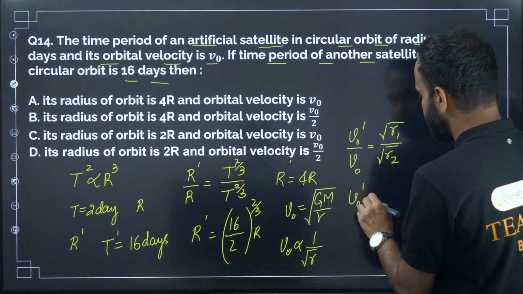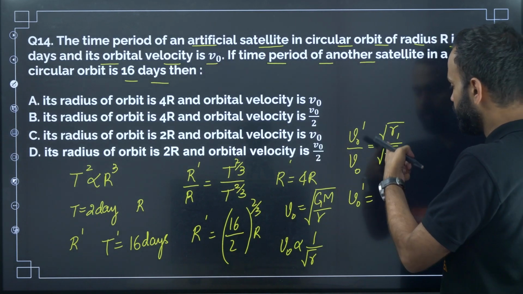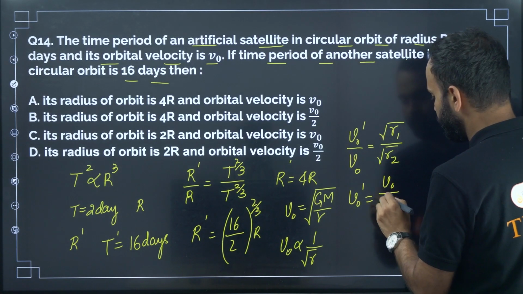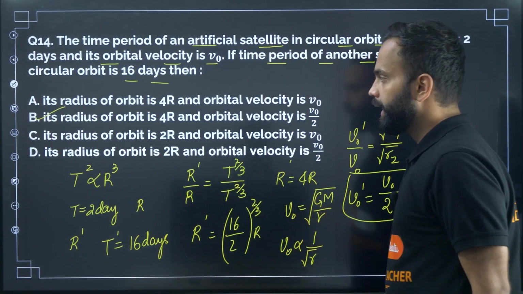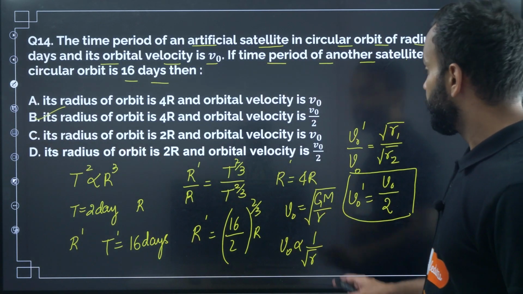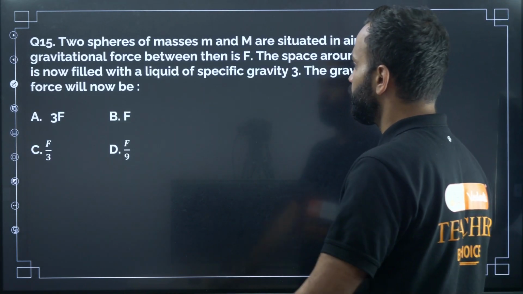So V naught dash is equal to V naught, here root of r2 is 4 times r, right? So substitute, you will get V naught divided by 2. So the correct option is B, okay. Radius of the orbit is 4r, and orbital velocity is V naught by 2. Next question, question number 15.